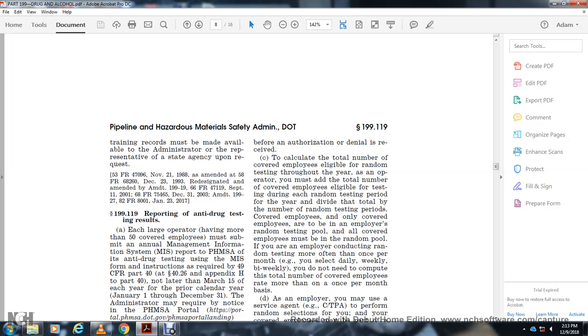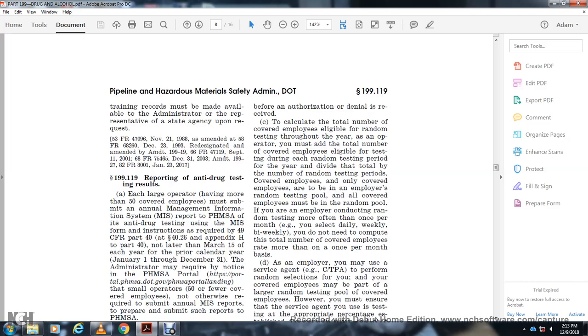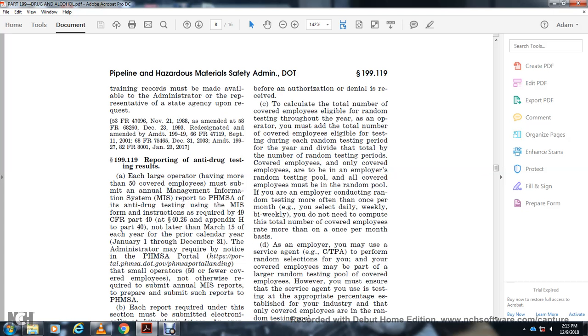Only covered employees are to be in the employer's random testing pool. All covered employees must be in the random pool if the employer conducts random tests more than once per year, such as daily, weekly, or bi-weekly. You do not need to compute the total number of covered employees for rates on a more than once per month basis. An employer may use a service agent to perform the random selection.